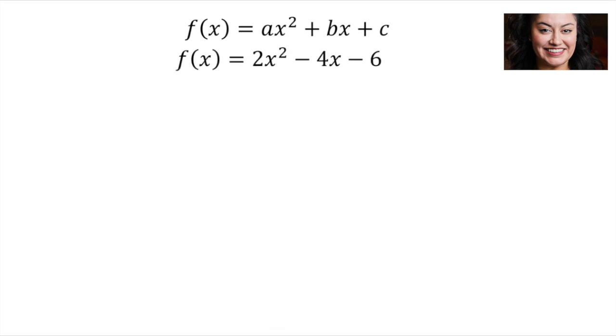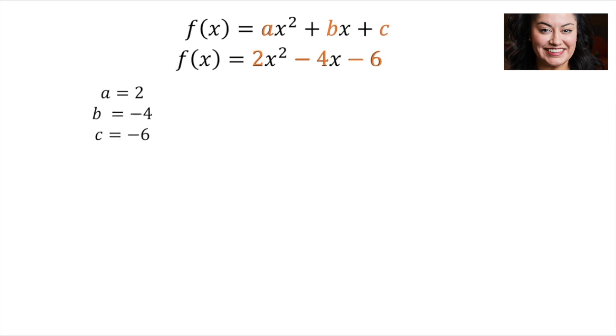The first thing that we would do is label our a term, which is the term in front of the x squared, and in our case is a positive 2. Our b term is the term in front of the x, and in our case is a negative 4. And our c term is the term with no x's, which in our case would be a negative 6. We'll go ahead and label each one of our terms off to the side.